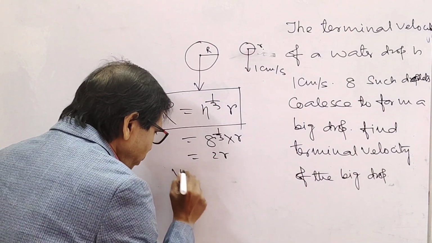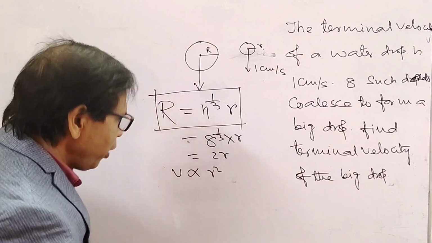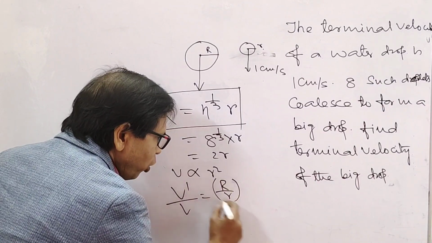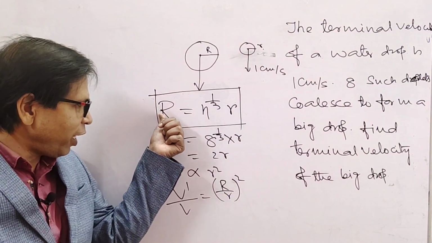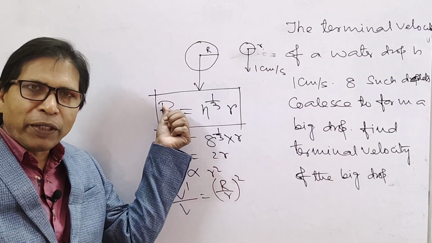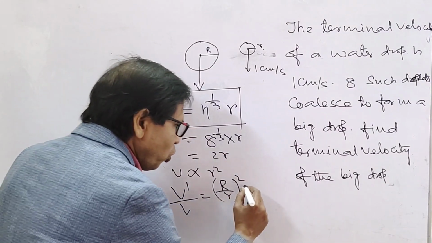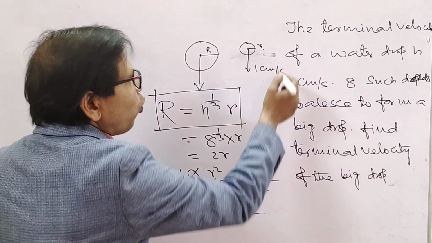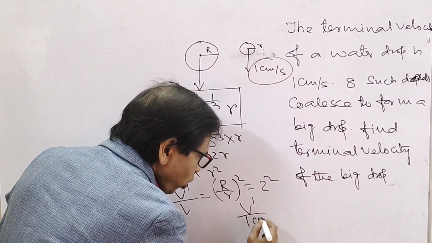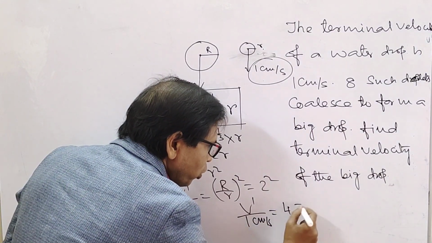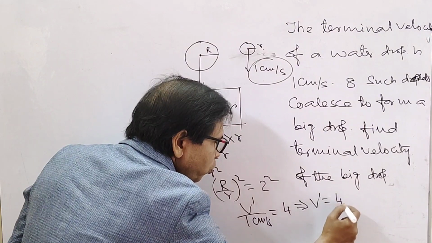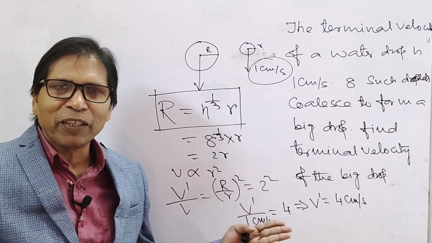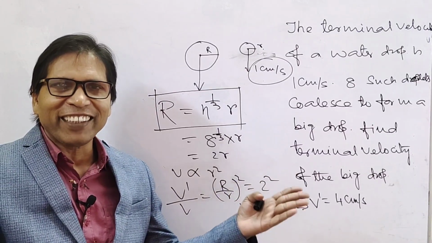We know terminal velocity is directly proportional to r square. So v dash by v is capital R by small r whole square. Now capital R equals 2 small r, so capital R by small r equals 2. So this is 2 square. Now v dash by v, where v is 1 centimeter per second, equals 4. Therefore v dash equals 4 centimeter per second. So the terminal velocity of the big drop is 4 centimeter per second.